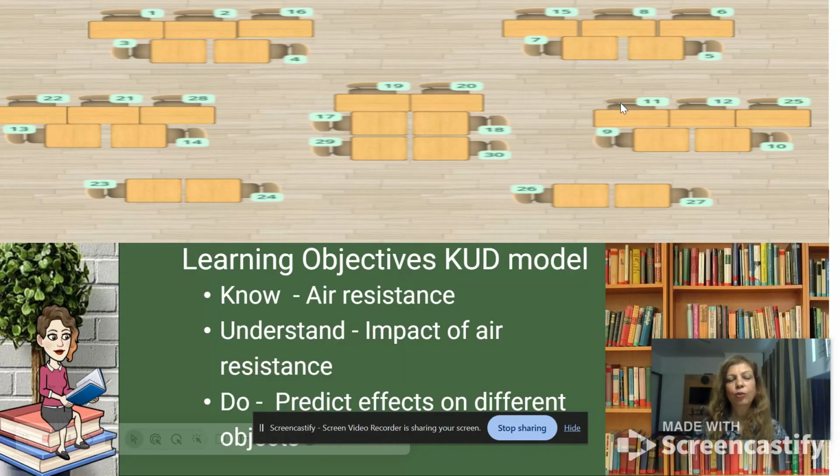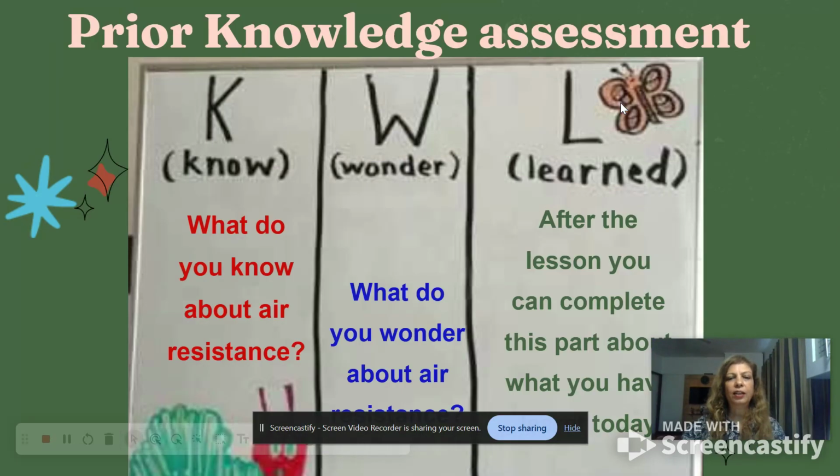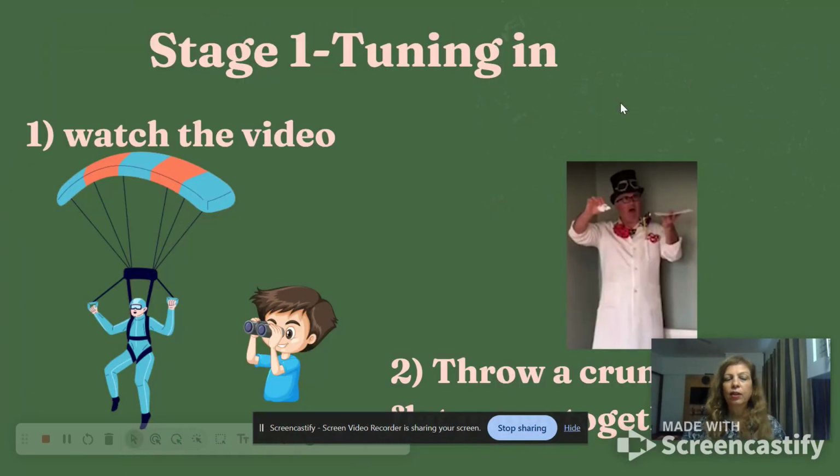This is how the classroom layout looks like for 30 students. They have a choice to sit where they like. Now, before starting any session, we always check the prior knowledge. Here I am using a KWL, which is K for what do you know about air resistance. In Wonder they are going to write their question. L we are going to do later. This is an individual task and every student is going to complete their KWL. After that, we are going to start the inquiry cycle.